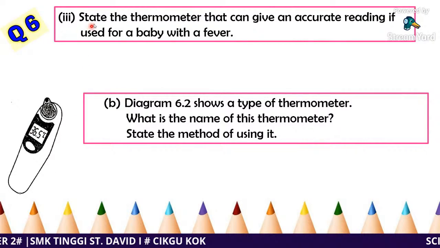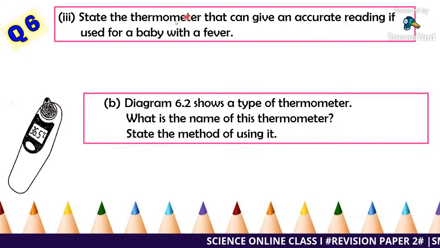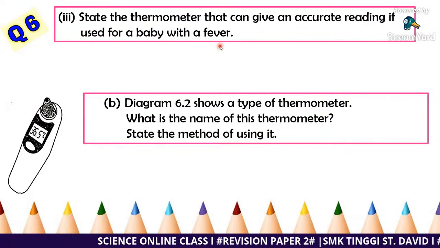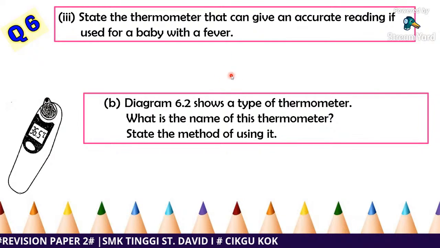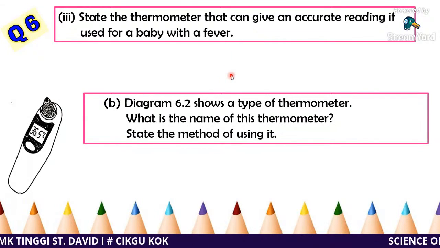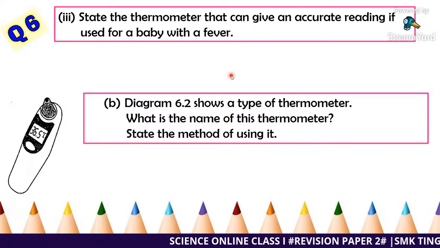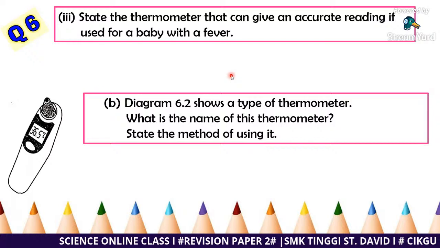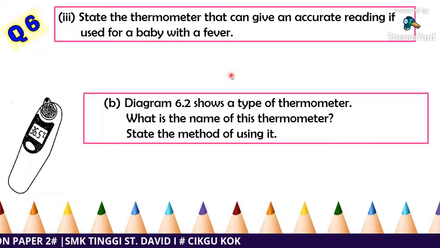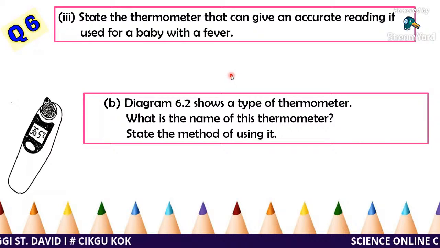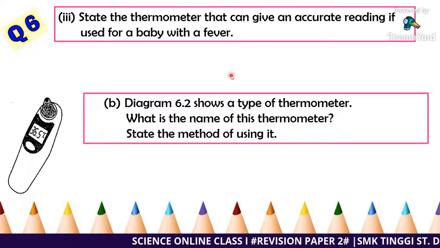Okay, the next question: state the thermometer that can give an accurate reading if used for a baby with a fever. So which one? Just now you had A and also B. So you tell me which one should be more accurate. No problem, because you answered just now already. I also explained it for the baby with a fever.